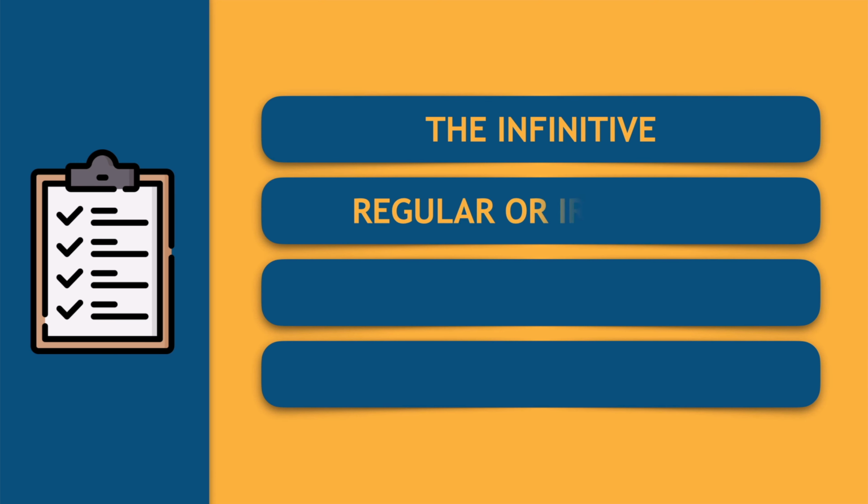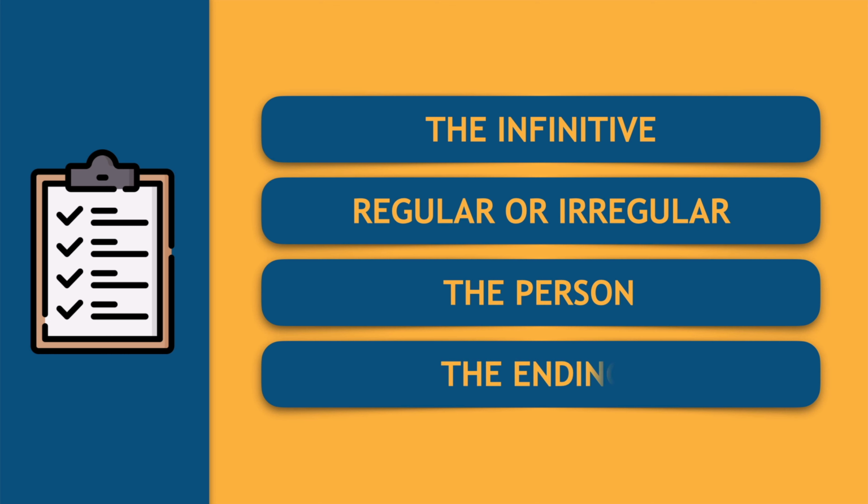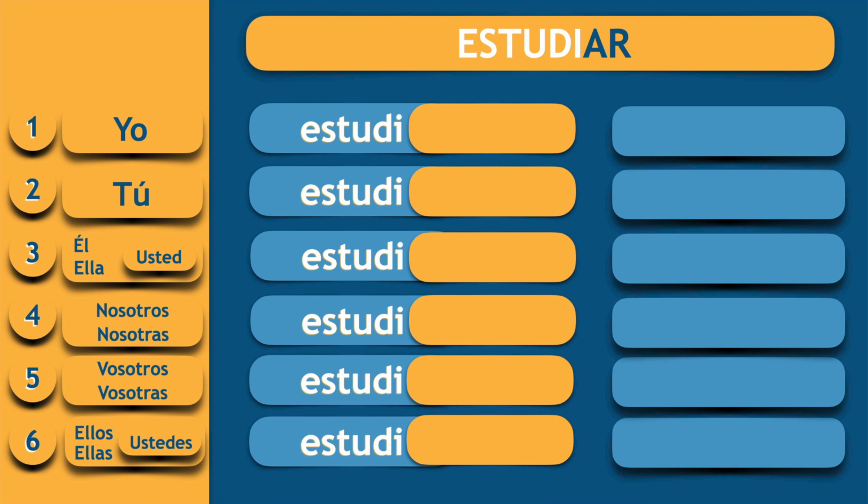These are the 4 things that you need to know when using verbs. The infinitive of the verb, if it is regular or irregular, the person, and the endings of the tense that you want to use, so you can modify the verb accordingly. As you have done with the regular verbs in the present, you only need to remove the ending of the infinitive and add the preterite ending that matches the subject. Now, let's learn the endings for the AR regular verbs in the past simple.